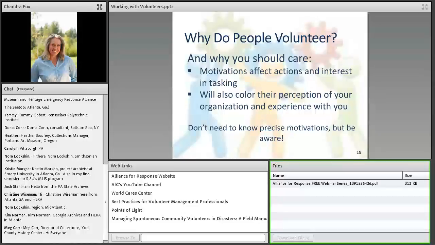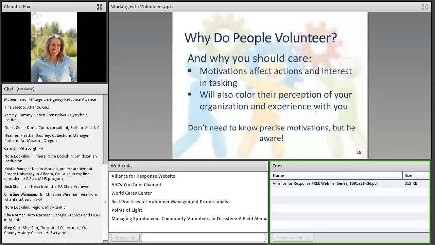Now, you don't need to know precisely what their motivations are, but you need to be aware that they are coming with motivations, and you need to have a general sense of it. You can accomplish this by simply talking to them when you are doing your intake, when you are registering them and deciding what it is you need them to do. Ask them the question: why are you here today? Why are you interested in helping us?